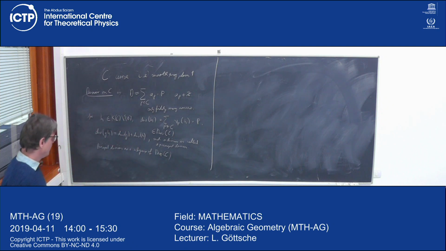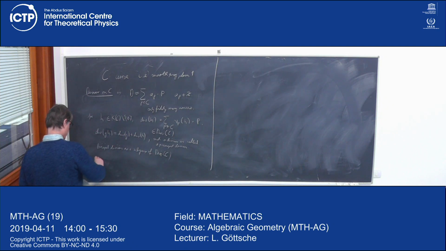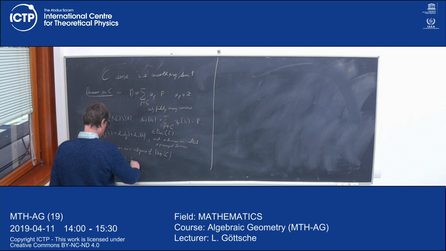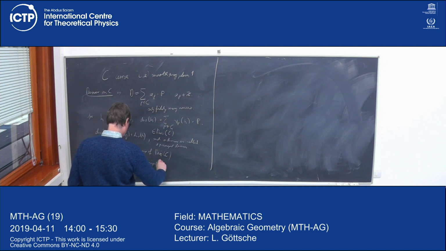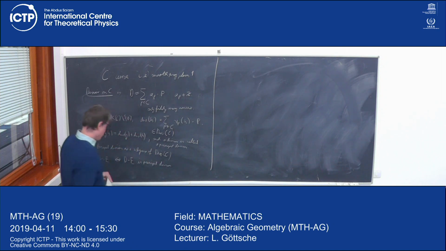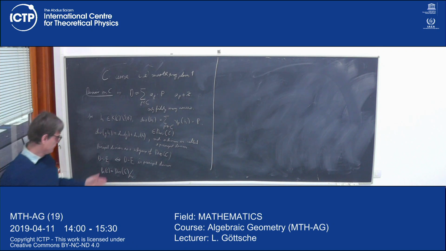And furthermore, we introduced the linear equivalence. So divisors D and E are called linearly equivalent if and only if the difference D minus E is a principal divisor. And we call the Picard group of C the divisors of C divided by this linear equivalence. So this is also a group because we have divided by a subgroup.